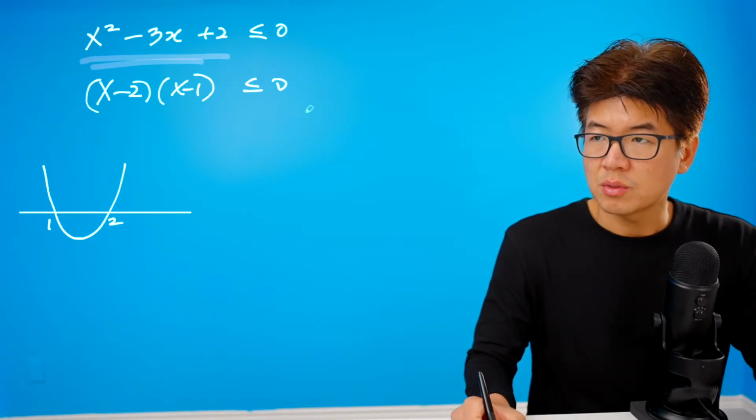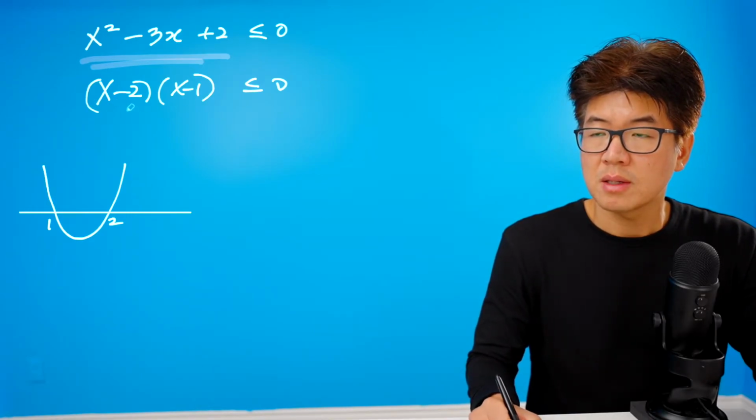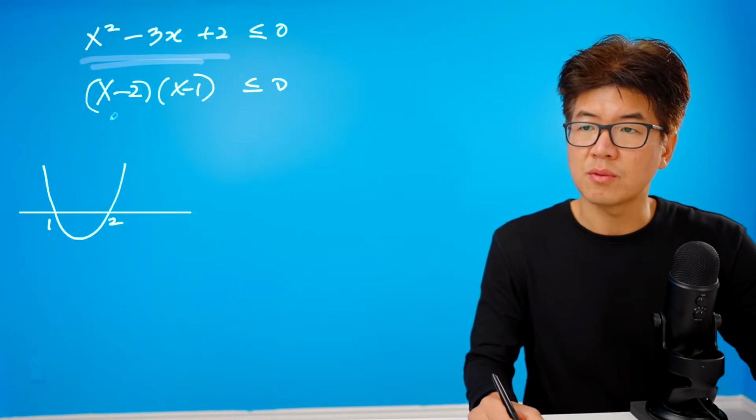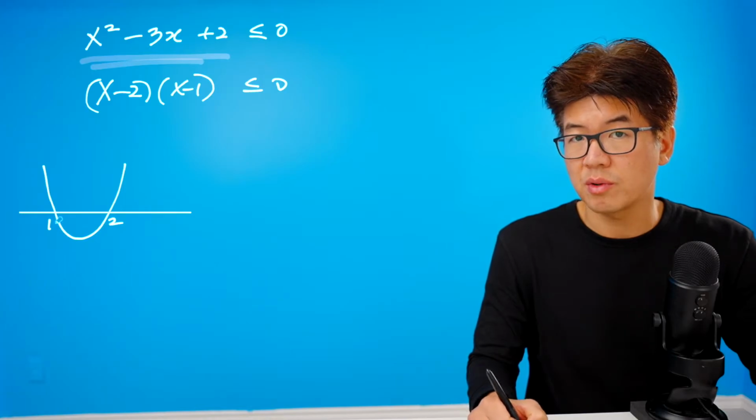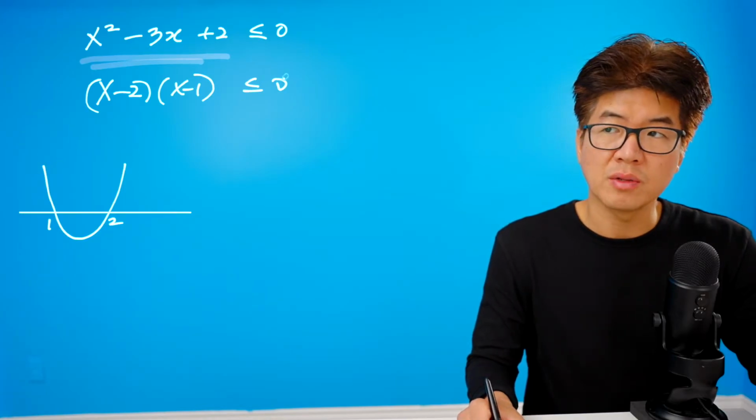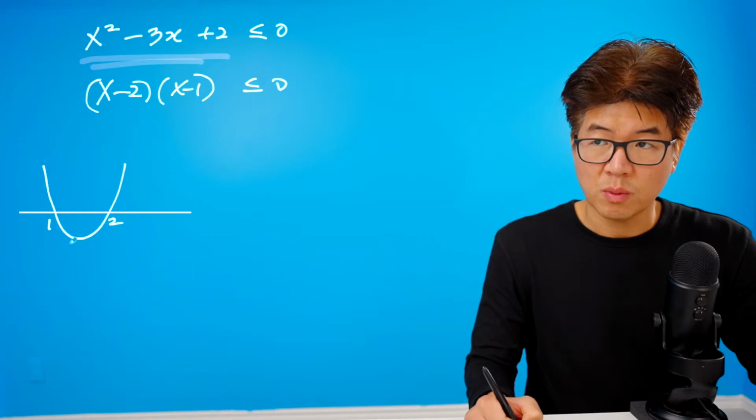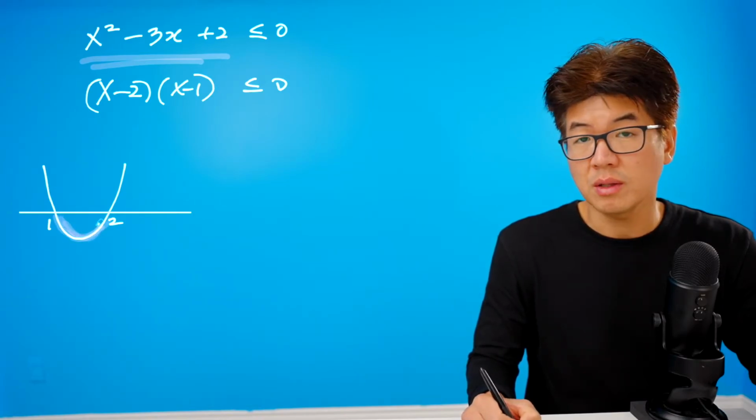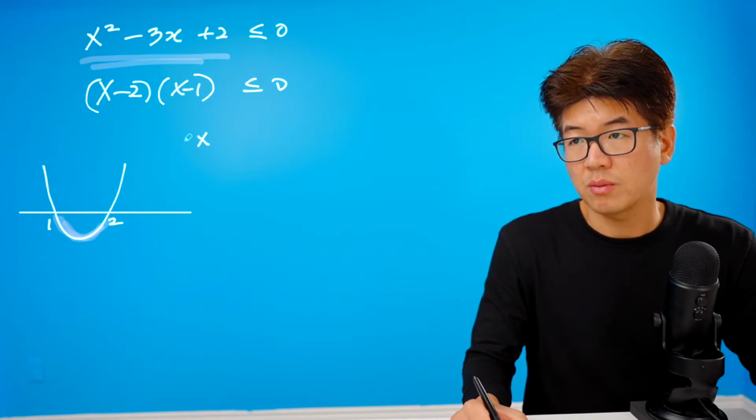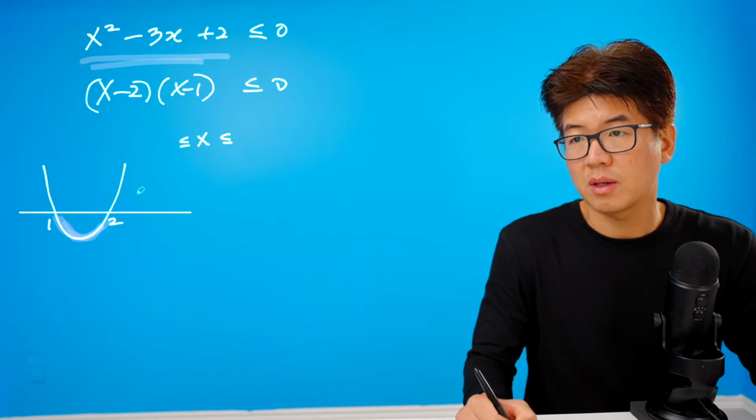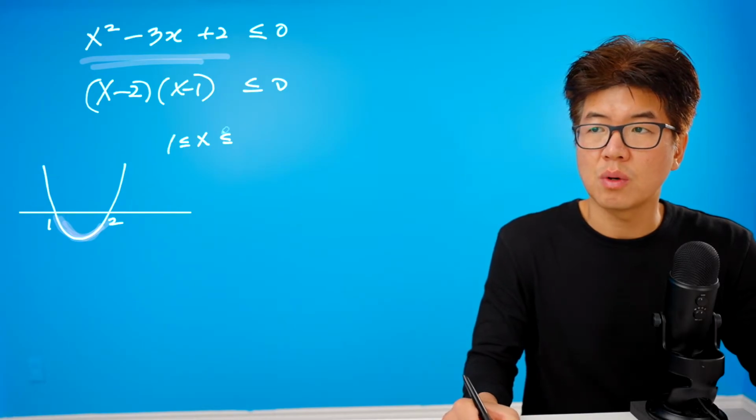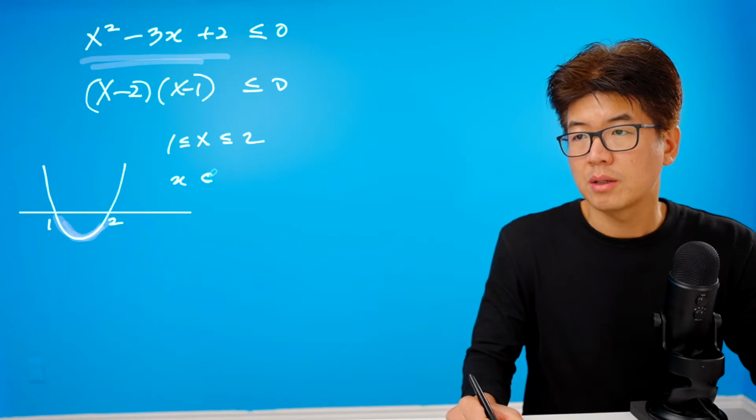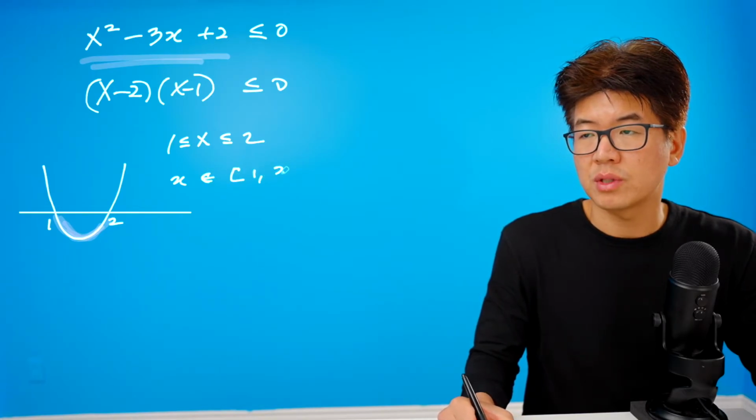And if you try to answer this question, for what values of x is the product less than or equal to 0? That is the same as for what values of x on this graph is the y value negative. So on this graph, the y value is negative right there. What x values are in there? It's x values that are between 1 and 2. Okay. So in interval notation, this will be the solution.